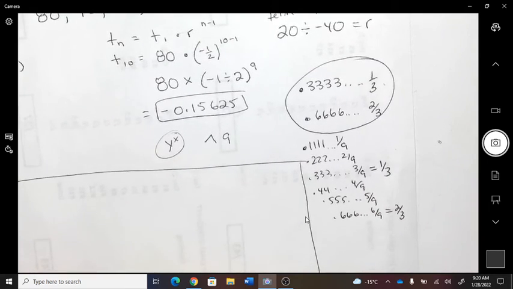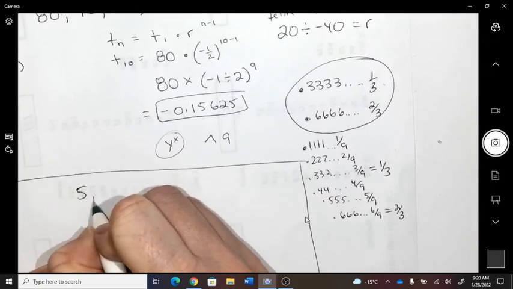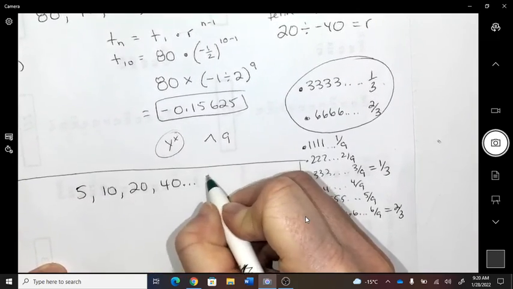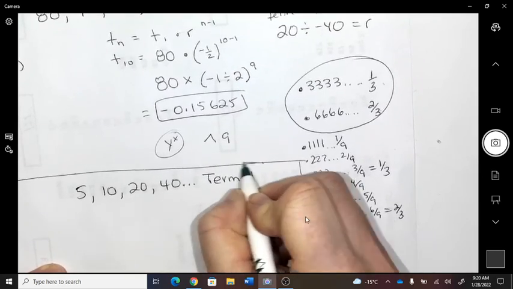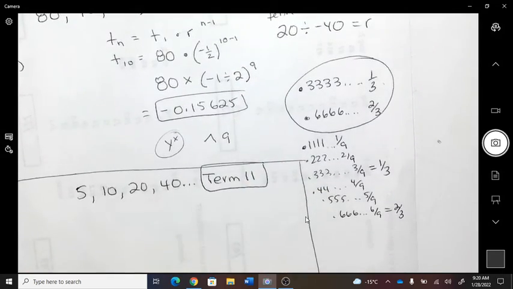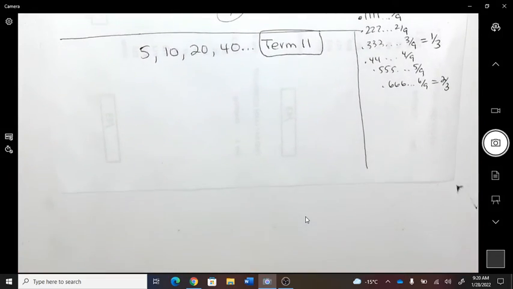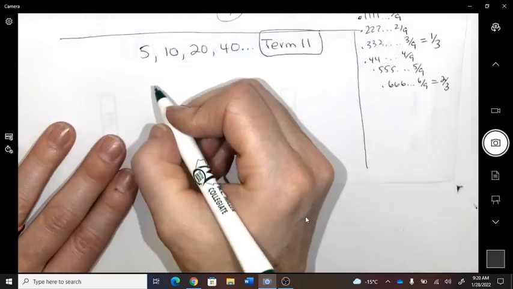Okay, last one. I think you can try this one on your own maybe. Okay, let's see if you can do that one. Term 11 is what I'm looking for.